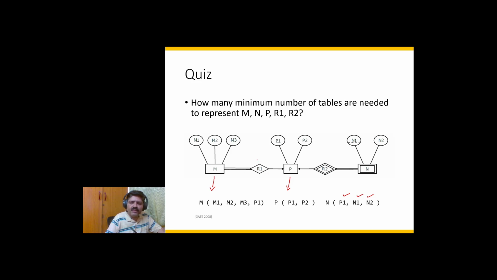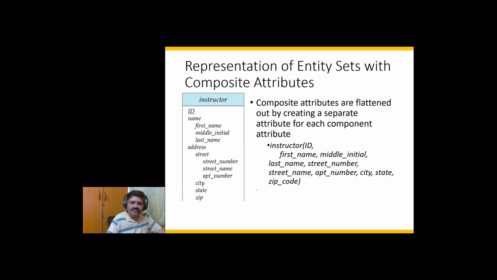The only thing we haven't discussed is the R1, in which M participates totally. So since M has total participation on P, we would like to have P1 added to M. So three tables are sufficient to capture this ER model.